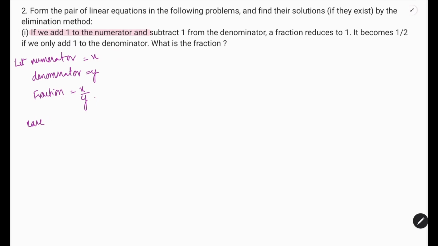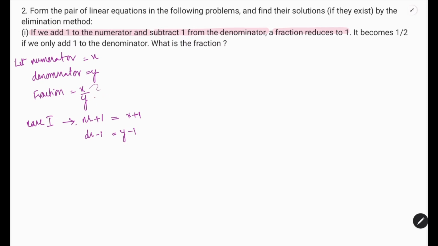See case 1. If we add 1 to the numerator, what do we get? x plus 1. And if we subtract 1 from the denominator, it will be y minus 1. And if we do these two things, then the fraction reduces to 1.